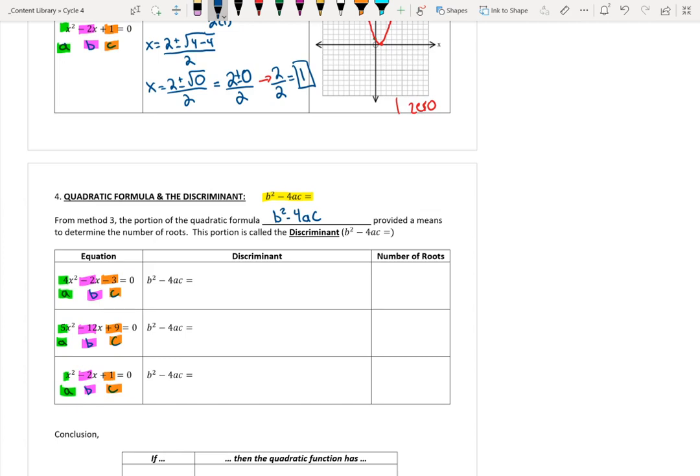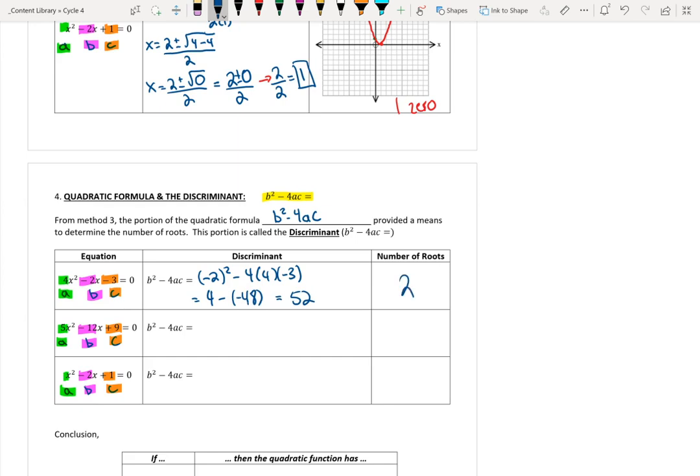So if I just do this portion of the quadratic formula, in this case, negative 2 squared minus 4 times 4 times negative 3, I get 4 minus negative 48, which I can then simplify to 52. So if I get 52, I know that from this example I had 2 zeros.